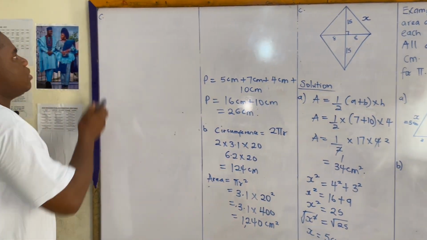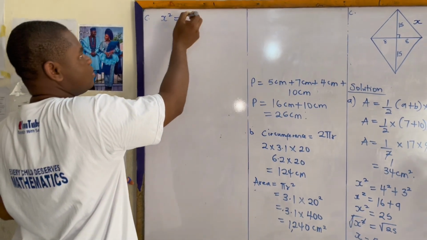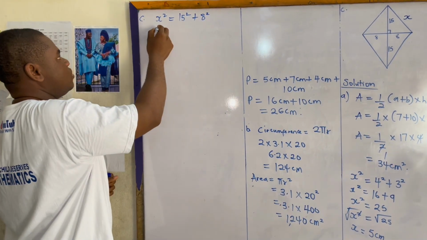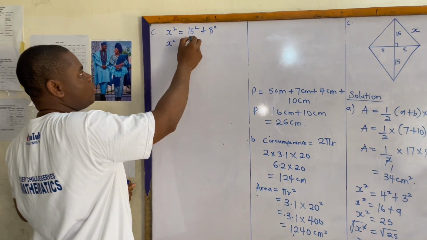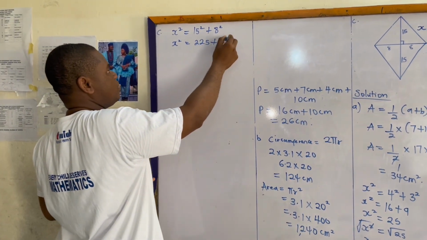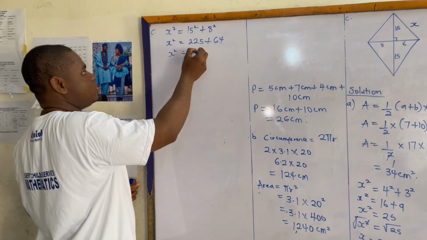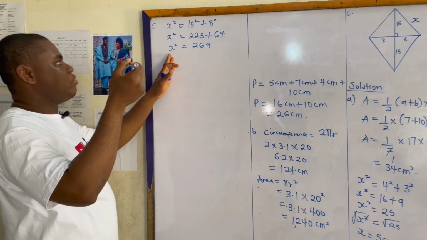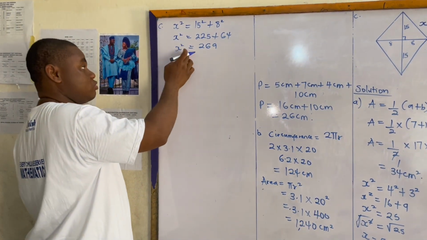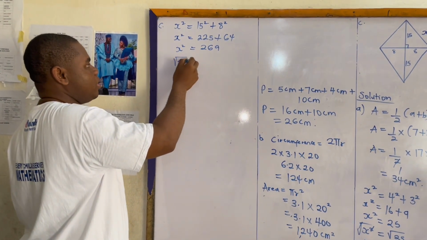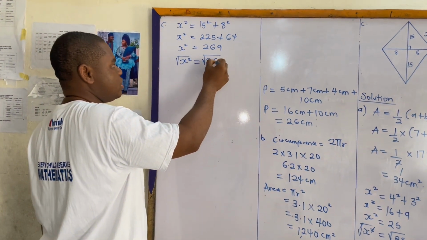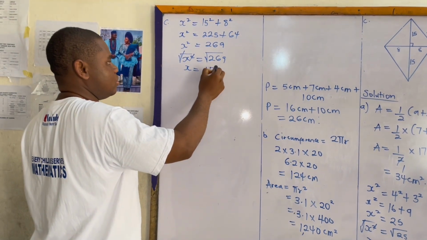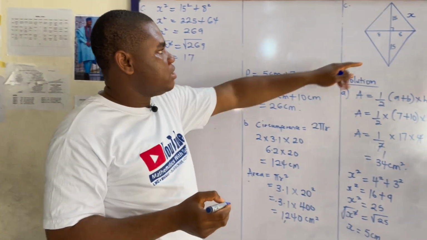So we are going to use the square of the hypotenuse. x squared is equal to 15 squared plus 8 squared. So x squared is equal to 225 plus 64, which is 269. You find the square root of both sides, so x is equal to the square root of 269. So in this case we have gotten x to be 17.